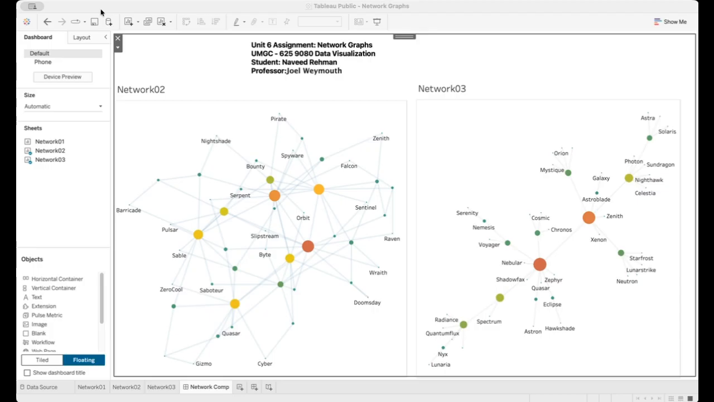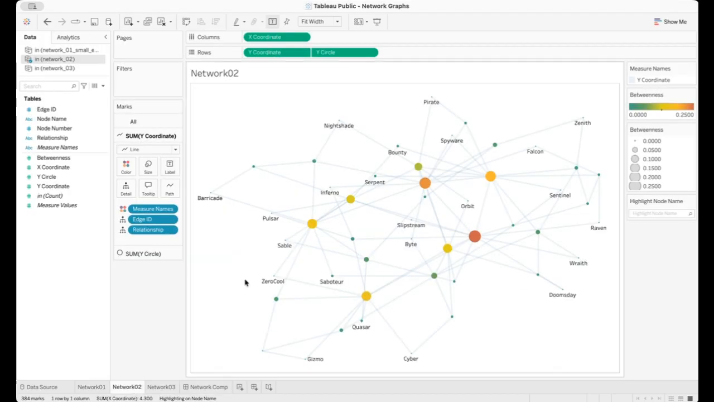Professor is Joel Wemak. Today we are going to take a look at two different networks and do a comparison or analysis between the security for these two networks. One is network 2 and the other one is network 3. Both of them have an equal number of employees.